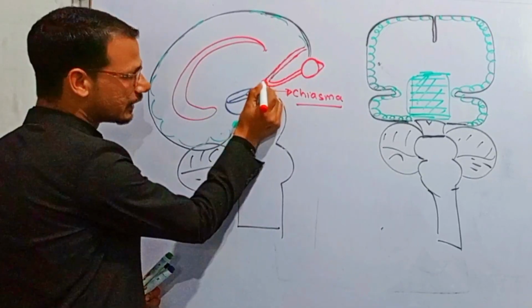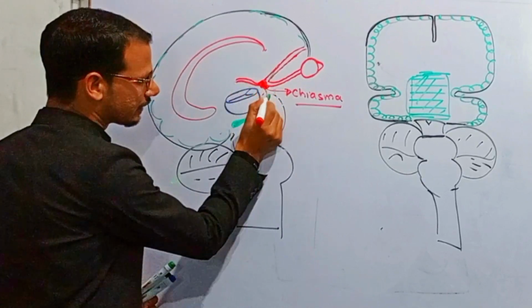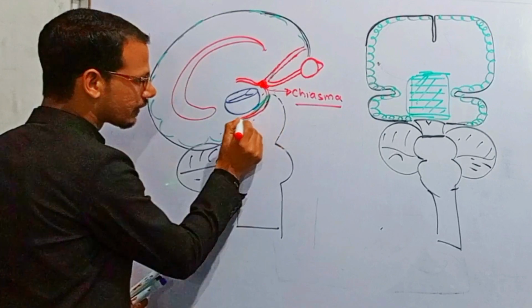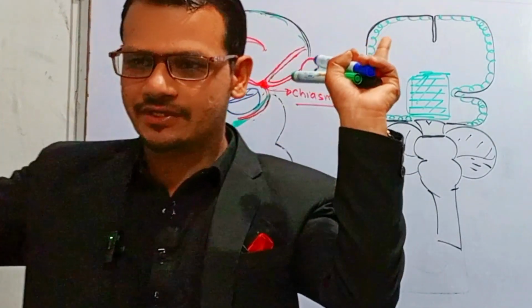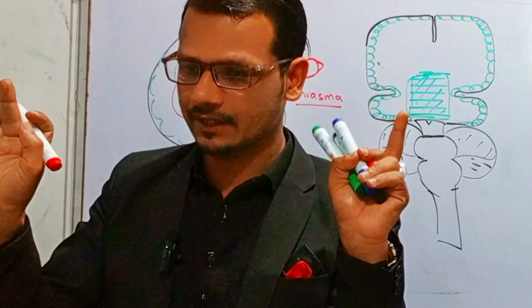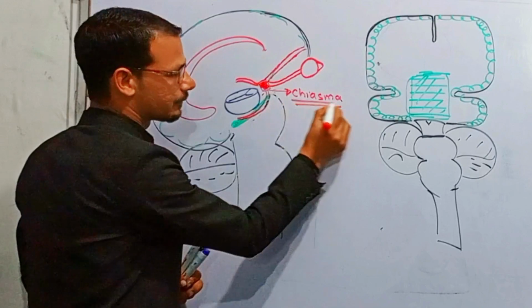right? From here, these tracts, the optic tracts, are moving backward to the occipital lobe. We will discuss that in the optic tract, right? But here, this structure is important, which is called chiasma.